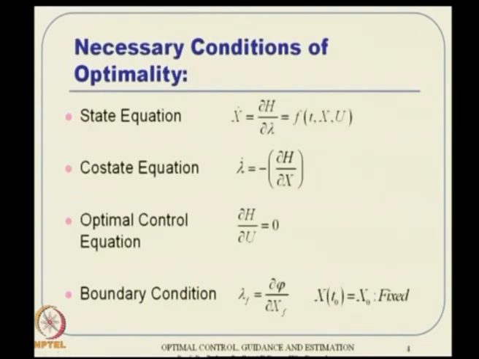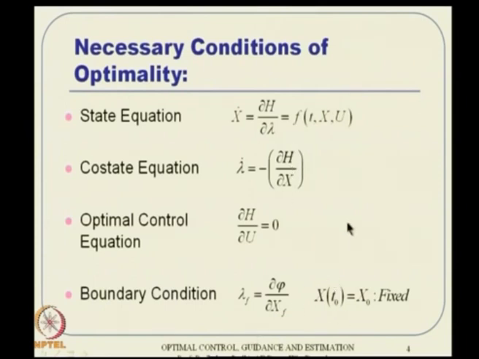The necessary conditions of optimality that we derived in the previous lecture turn out to be like this. We have a state equation, x dot is del S by del lambda, which is f of x, u, coming from the system dynamics. Then there is the co-state equation, lambda dot is minus del S by del x, and both of these happen to be differential equations, dynamic equations really. The third equation is the optimal control equation, which is a static equation. From this equation we should be able to solve for the optimal control u as a function of x and lambda.